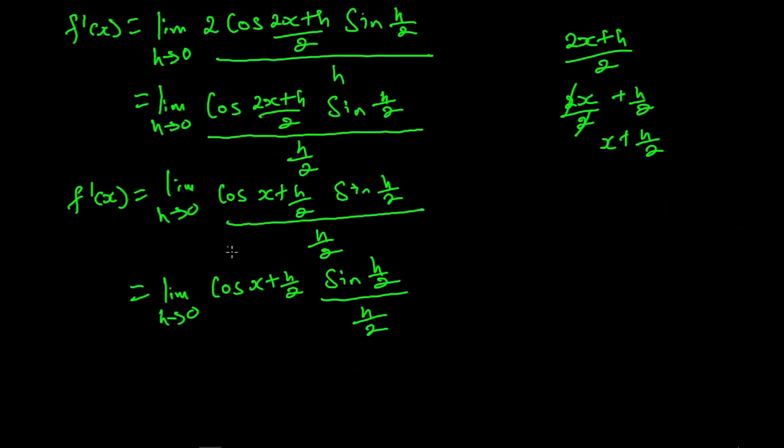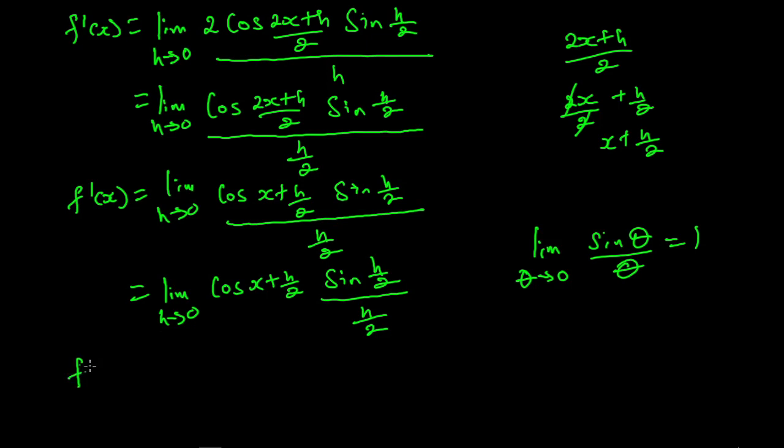If you can remember at the beginning of this video, I said one of the things to note is the limit of sine theta over theta as theta approaches 0 is equal to 1. So if you compare this with this, we can see that sine theta over theta is the same as sine h over 2 over h over 2. So if this is equal to 1 as theta approaches 0, that means sine h over 2 divided by h over 2 as h approaches 0 is also going to be 1.